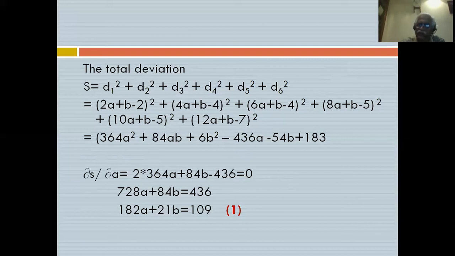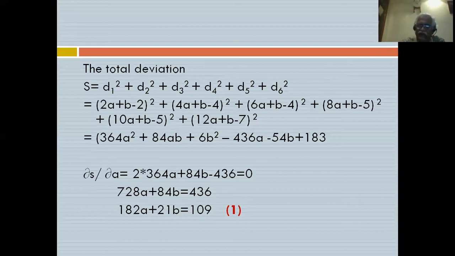A x to the power 0 means 1. So 84b plus 6b square. Nothing is there because a is not there. So not in the 436a. Here again 1 minus a 1. So a to the power 0 is 1 minus 436.